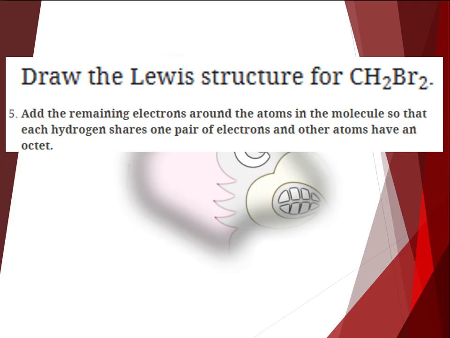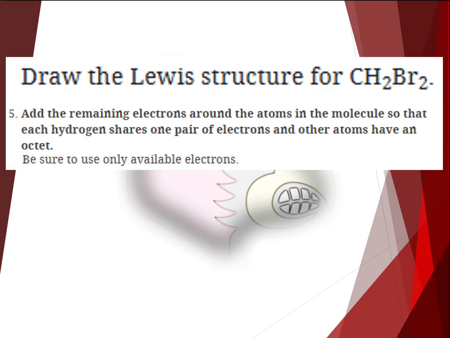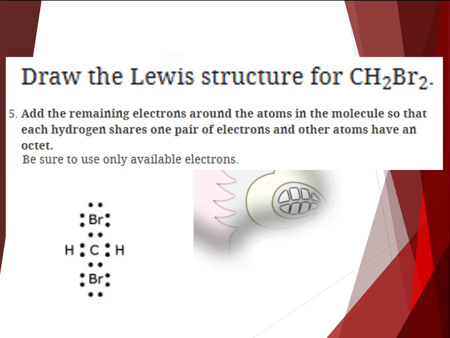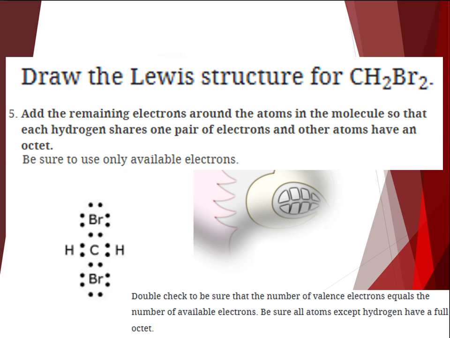Next step, we'll add the remaining electrons, because we only added the bonding electrons, and we had 20 to deal with. We'll add the remaining electrons around the atoms in the molecule so that each hydrogen shares one pair of electrons and the other atoms have an octet. But be sure to only use the available electrons, meaning the number that we have left over. And so we'll have a structure like we see on the screen here.